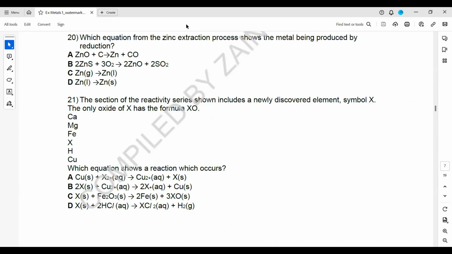Which equation for extraction of zinc shows metal being produced by reduction? So which one is showing a reduction happen? So reduction is like removal of oxygen. So the first one, as we remove oxygen from the zinc, that is called a reduction.